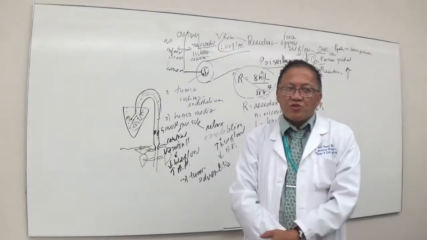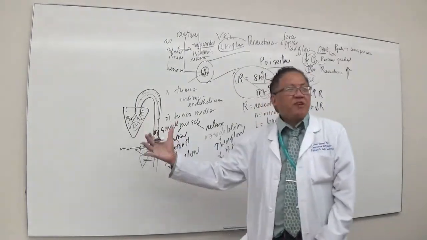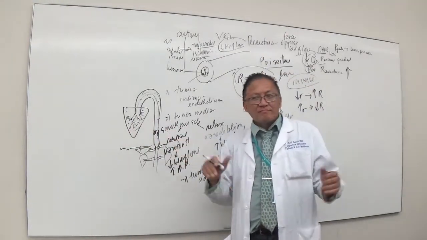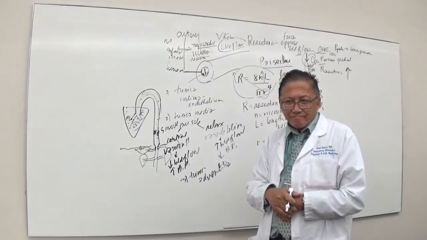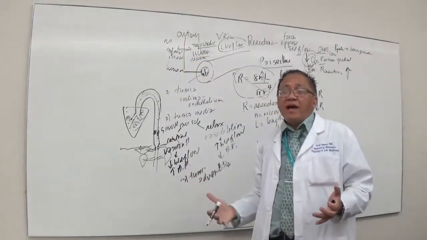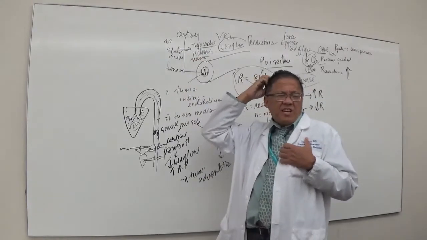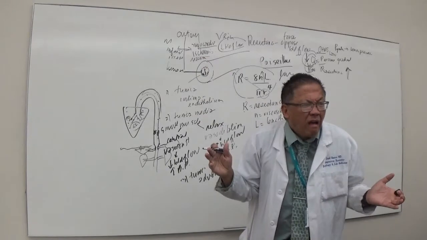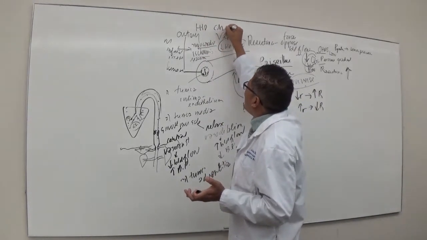It's partial obstruction. Because if this were a freeway and there's an accident, you can still go through, but you have to slow down. What happens in here? Simple. As time goes by, I keep going to the emergency room with chest pain, angina pectoris. I don't die, why? Because it's just ischemia.